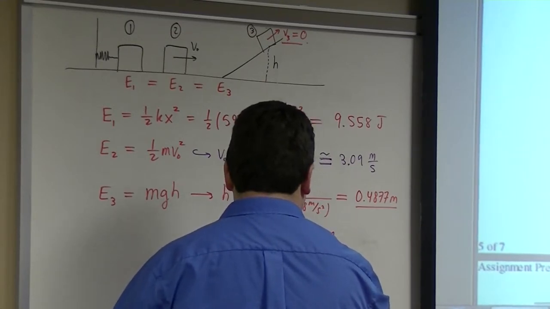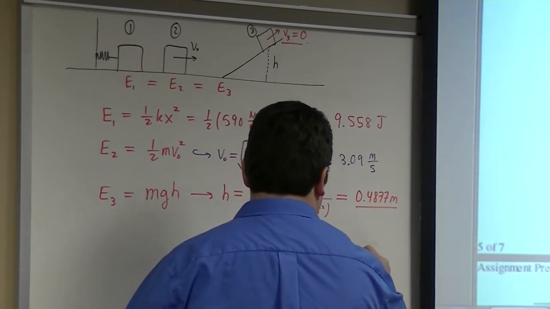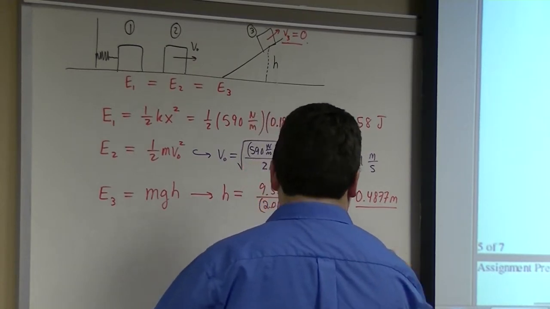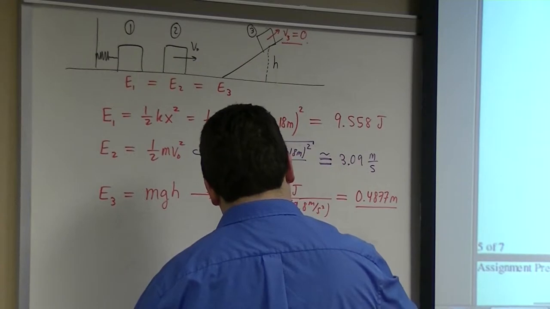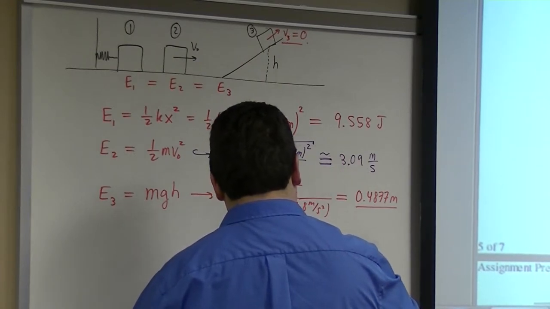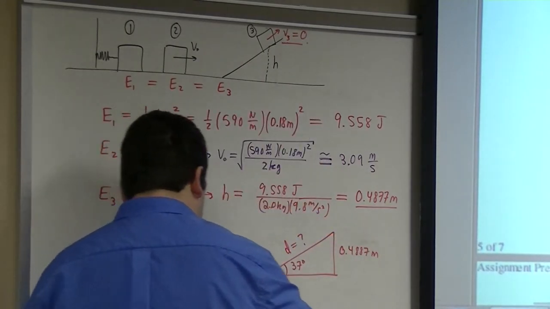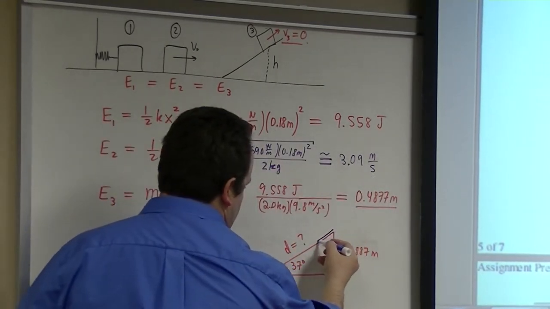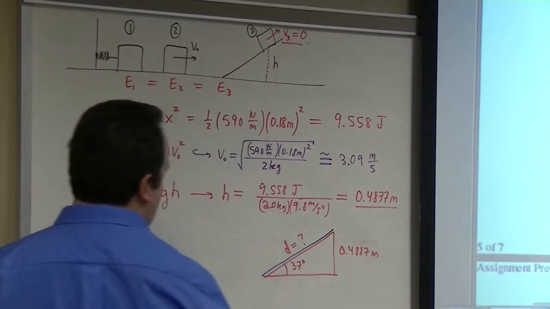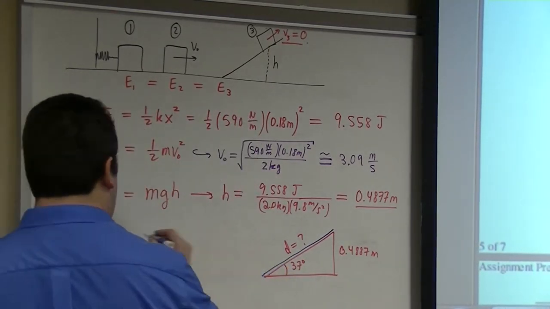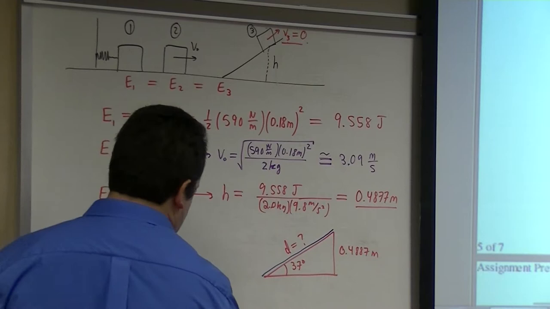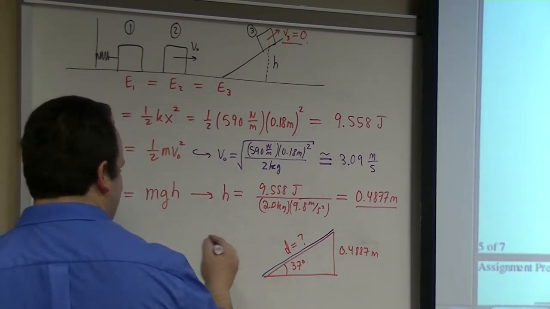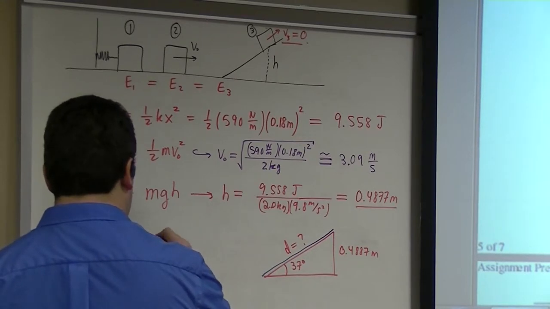37 degrees here. We just found that this distance here is 0.4887 meters. The thing we're asked for is this distance. I'll make it blue here. This distance. What's the length of that line? Let's see here. Tangent. No, I don't want tangent. That's exactly the wrong thing. Sine. Anything but tangent. Sine, yeah, sine.